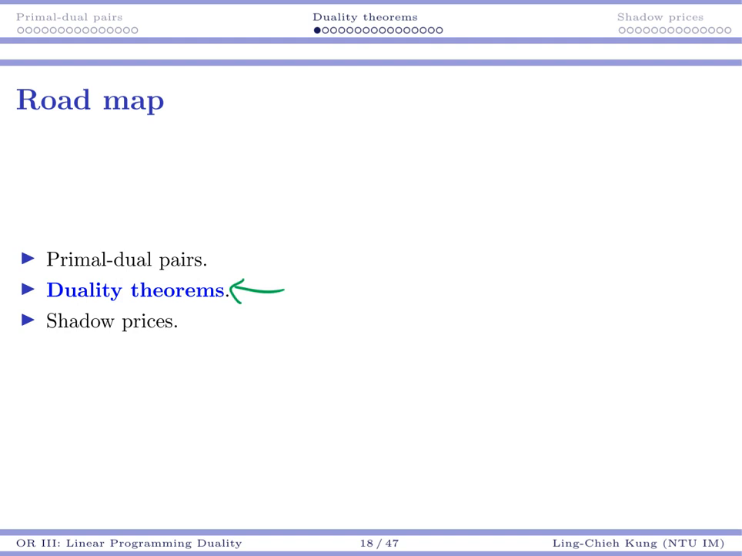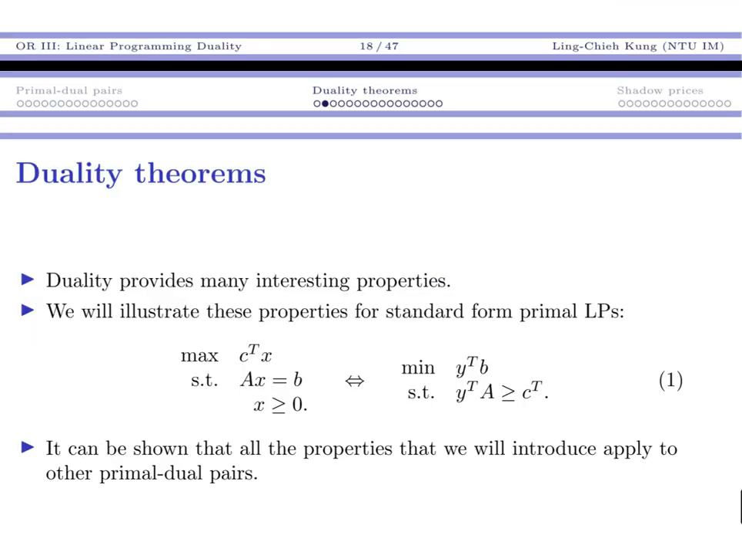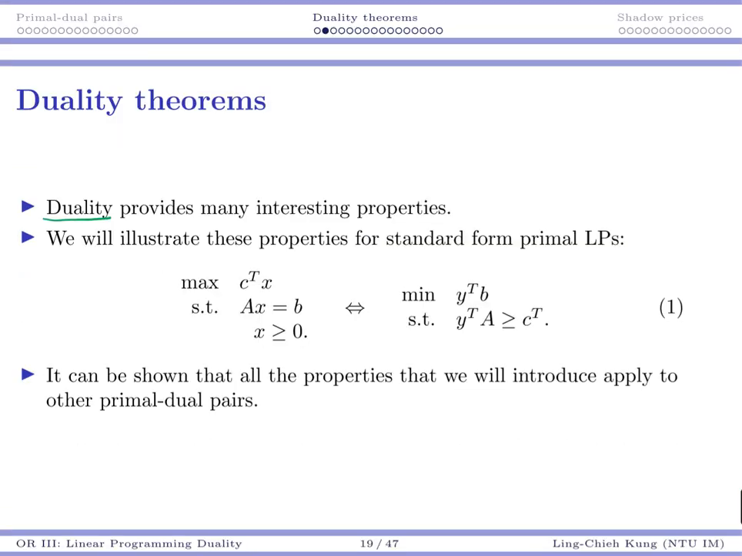It turns out that all those primal and dual relationships may help us understand what are the conditions, what are the properties that primal or dual optimal solutions may have. Okay, so let's take a look. Duality provides many interesting properties. Today in this lecture, we're going to specifically talk about the standard form primal.